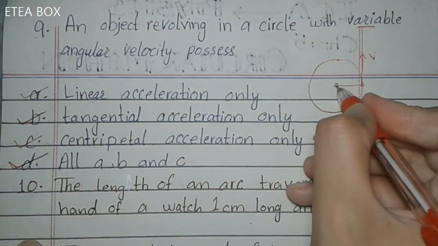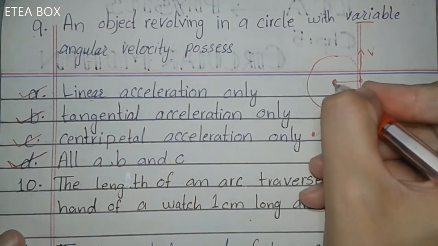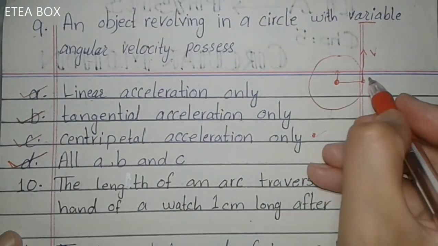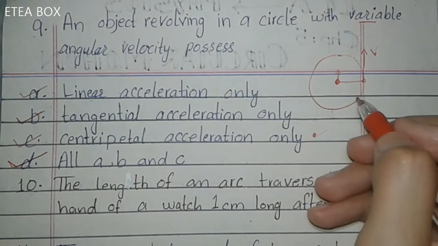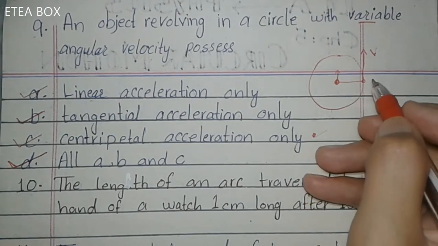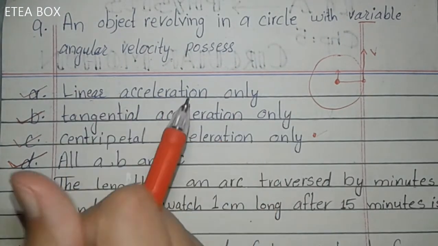Angular velocity is like this one. We can find its direction with the thumb rule, okay? It will be out of the page like this. When it has variable angular velocity, it means that it must have variable linear velocity, and having variable linear velocity means that it must have linear acceleration, or tangential acceleration.